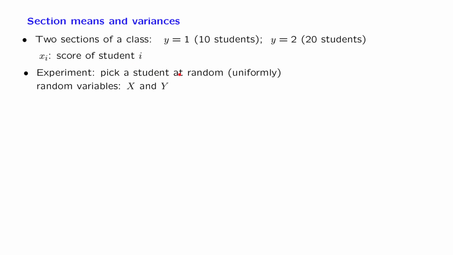We pick a student at random, uniformly, so that each student is equally likely to be picked, and we define two random variables. X is a numerical random variable that gives us the score of the selected student. So if student i is selected, the value of the random variable capital X is x_i. And capital Y is defined as the random variable, which is the section of the selected student, so that Y takes values 1 or 2.